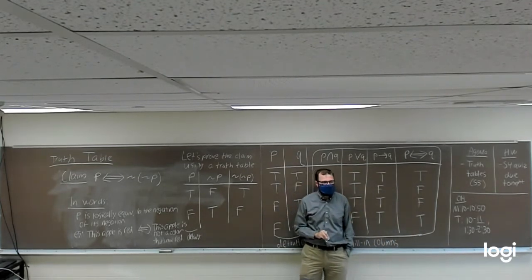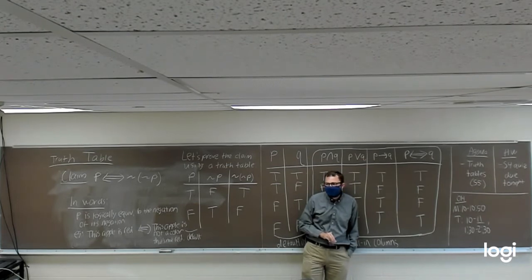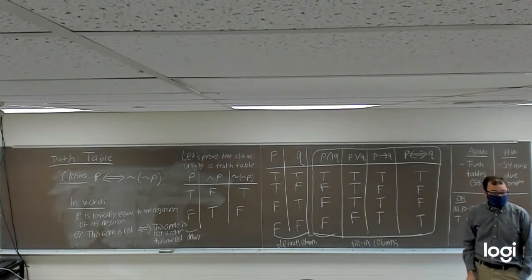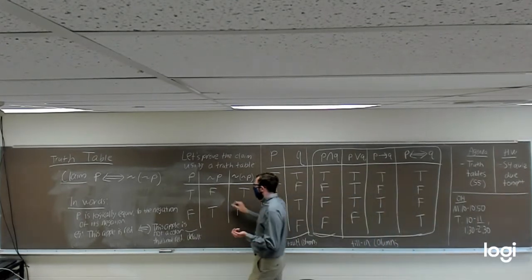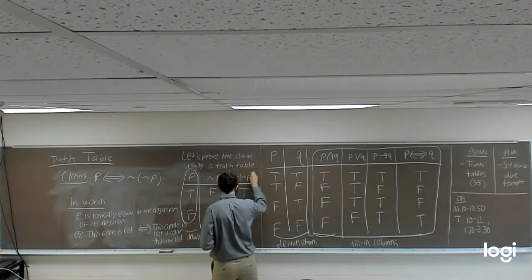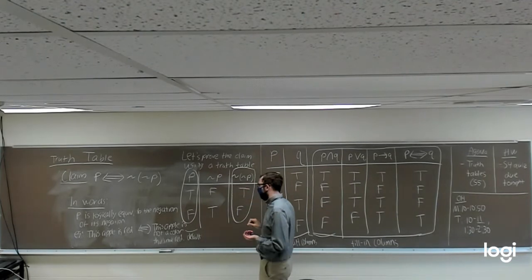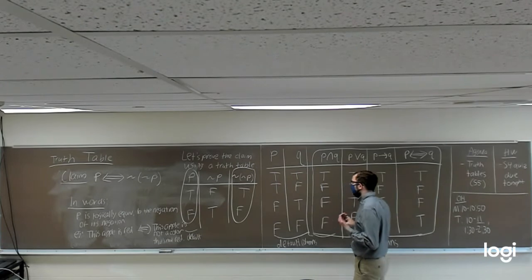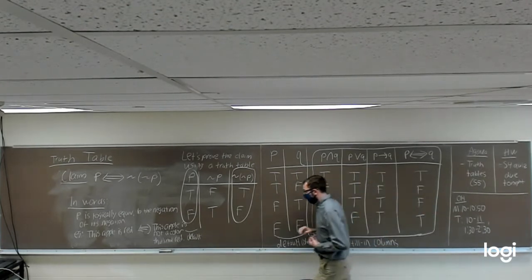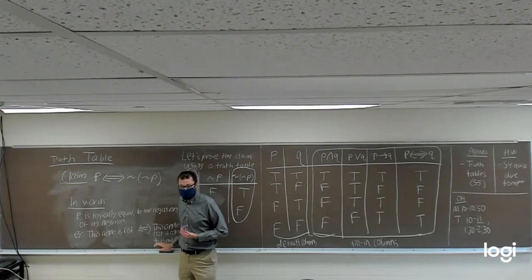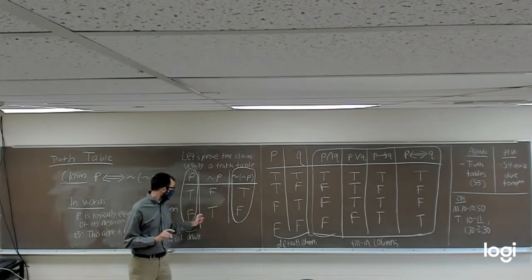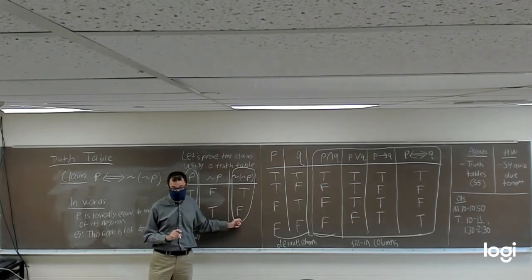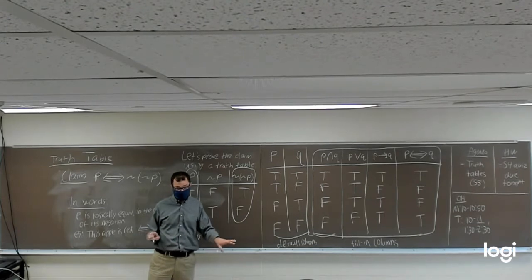Are there any columns in this table that look the same? Which two columns look the same? P and negation of negation of P. Yeah, that's exactly right. Here, these two columns come out to be exactly the same, the P column and the negation of negation of P column. And so what that really means is when one of these is true, the other one has to be true. If one of these is false, the other one has to be false under all circumstances.